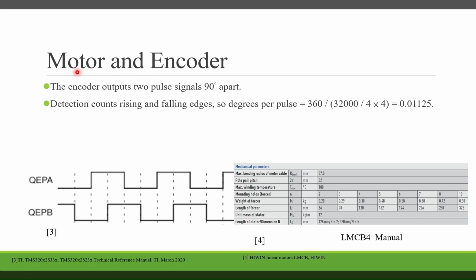For motor and encoder, the encoder outputs two pole signals 90 degrees apart, shown here. Detection counts rising and falling edges. So degrees per pulse is 360 divided by 32,000 equals 0.01125.